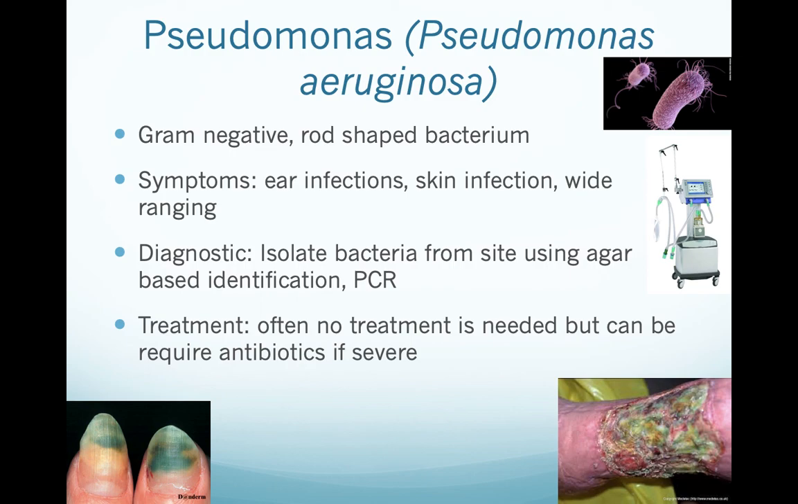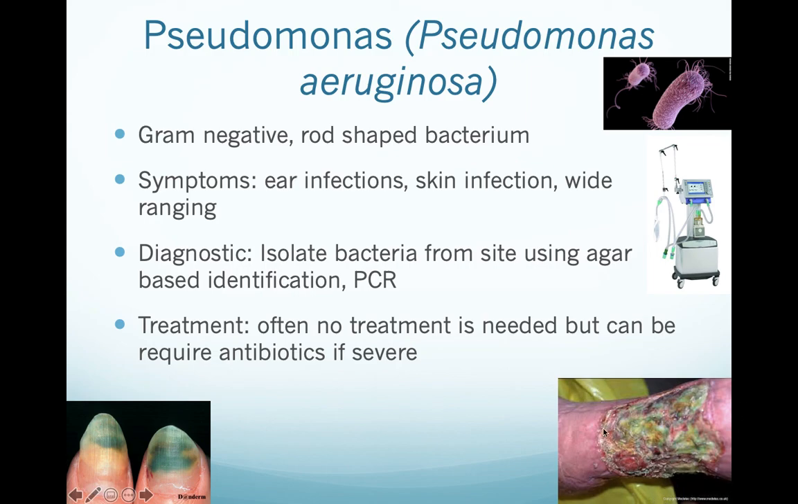Next one is Pseudomonas. We just talked about this one. This is very common in burn wounds. So it's an obligate aerobe. It loves oxygen. Oxygen-rich environments is where it loves to be. It's a gram-negative little rod-shaped bacteria. Very dangerous infection.